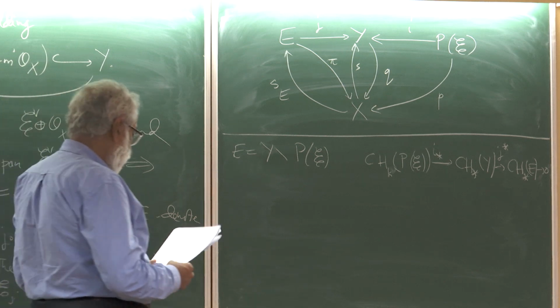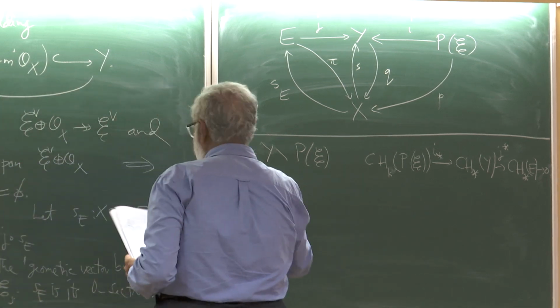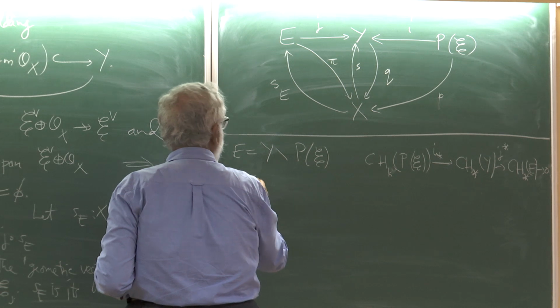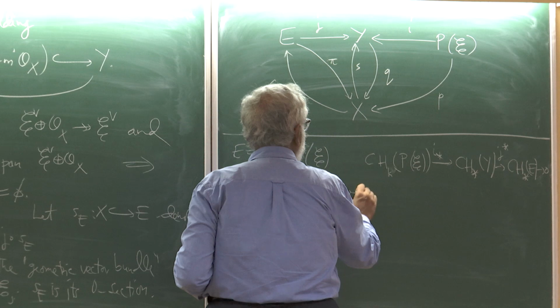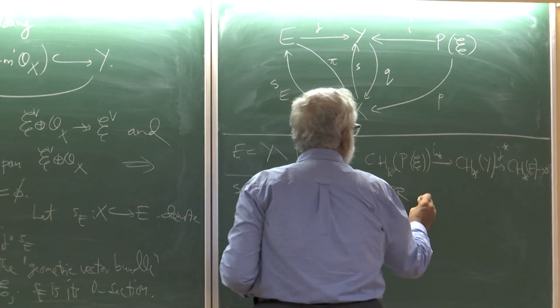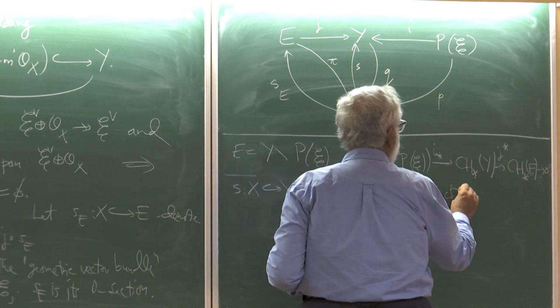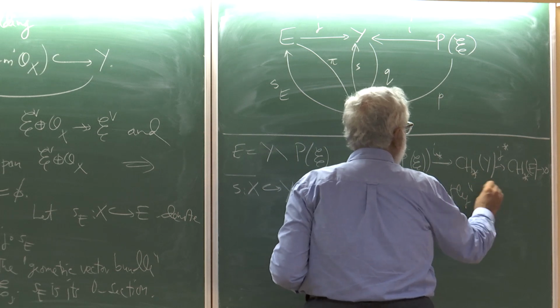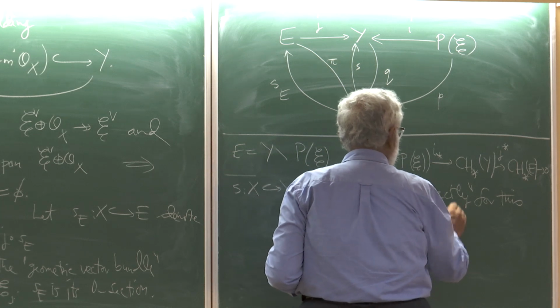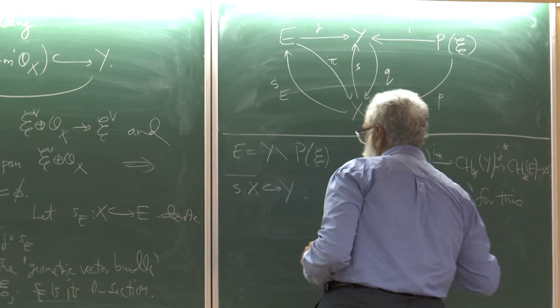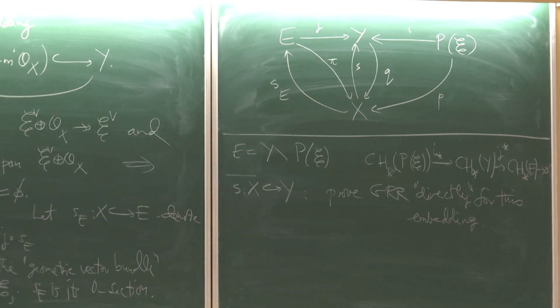All right. Okay, now I want to use all this setup to take the particular example of a closed embedding S, X, and Y, and I want to prove GRR directly for this. That's the plan. So basically, I'll compute everything possible, and then write it all out, and it'll work. That's going to be the game.